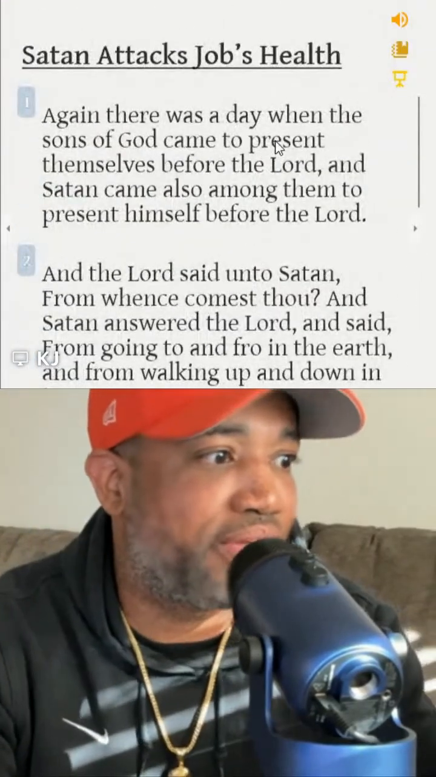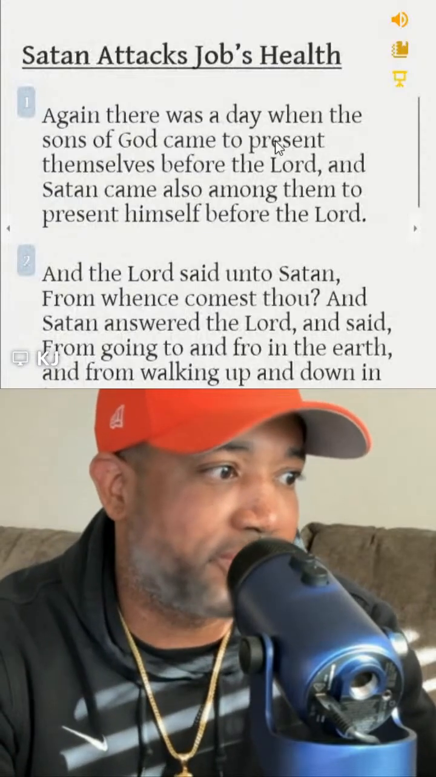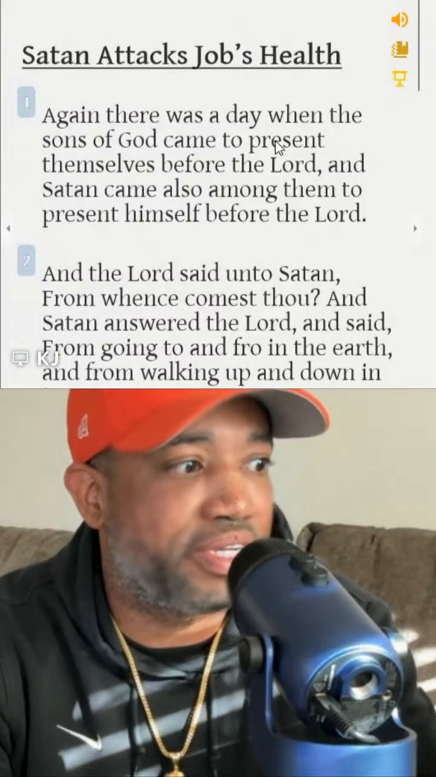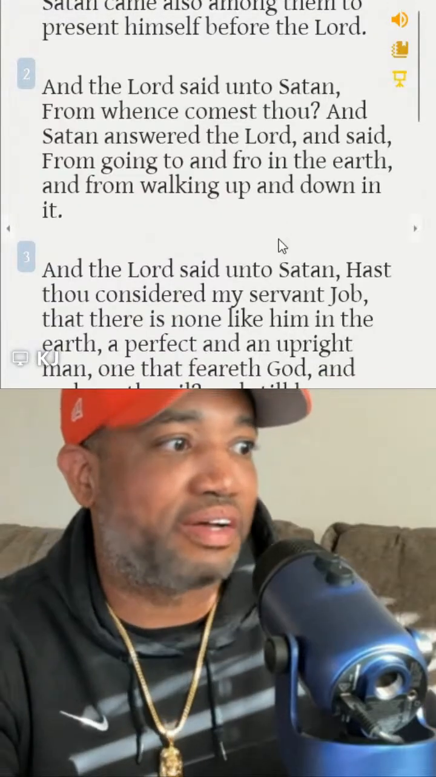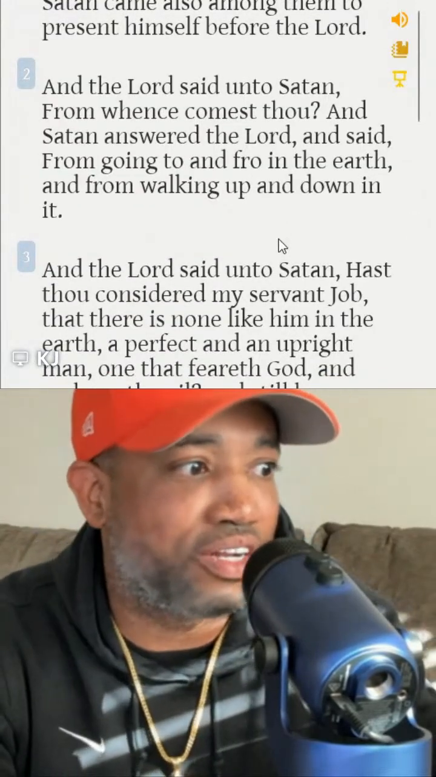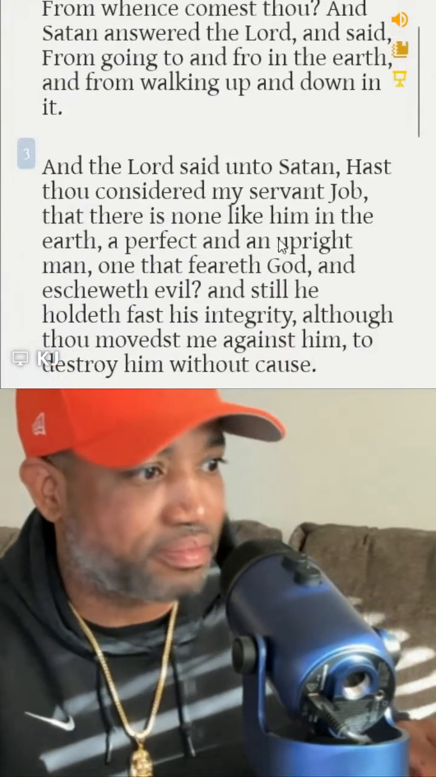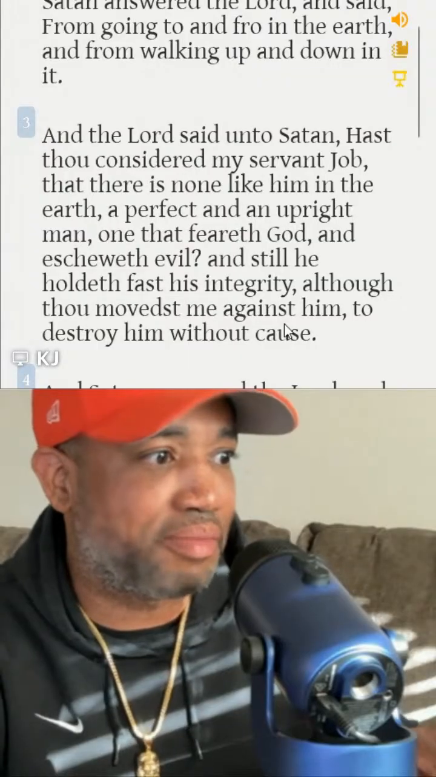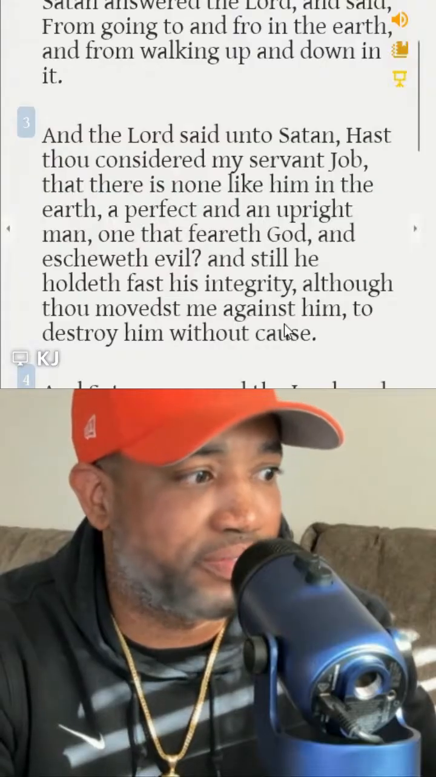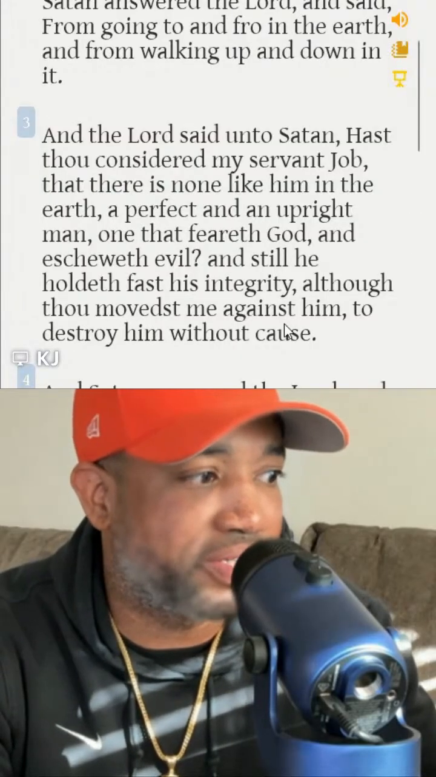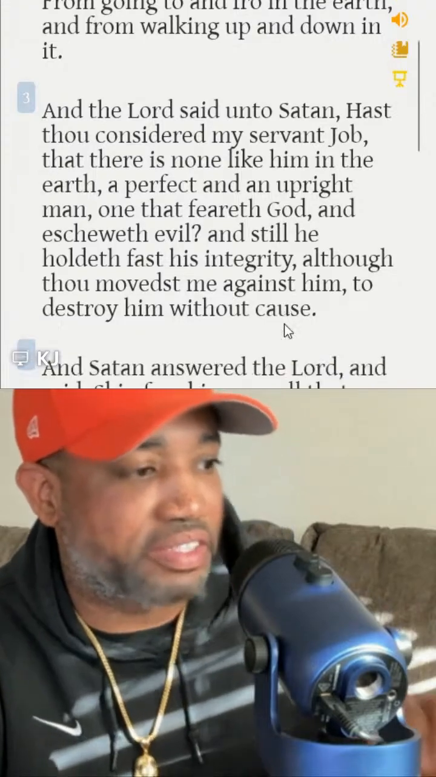Job 2. Again, there was a day when the sons of God came to present themselves before the Lord, and Satan also came along with them to present himself before the Lord. And the Lord said unto Satan, from whence comest thou? And Satan answered the Lord and said, from going to and fro in the earth, and from walking up and down in it. And the Lord said unto Satan, hast thou considered my servant Job? There is none like him in the earth, a perfect and upright man, one that feareth God and escheweth evil, and still he holdeth fast his integrity, although thou movedst me against him to destroy him without cause.